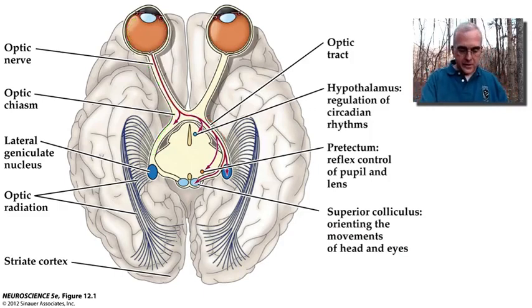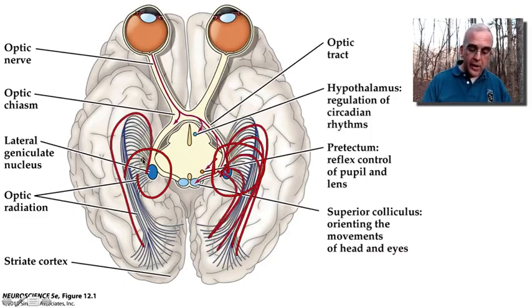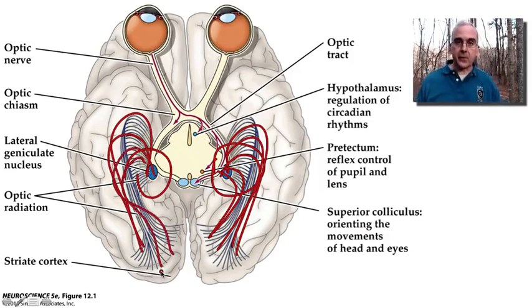Now, the major target of this visual information with respect to the image-forming aspects of vision is the lateral geniculate nucleus. And we see that nucleus illustrated here in the posterior and inferior and lateral aspect of the thalamus. It's the major target of retinal ganglion cells with respect to vision or image formation. And from the lateral geniculate nucleus arise our optic radiations that work their way around the lateral ventricle to supply the upper and lower banks of the calcarine sulcus. That's where we find our primary visual cortex.